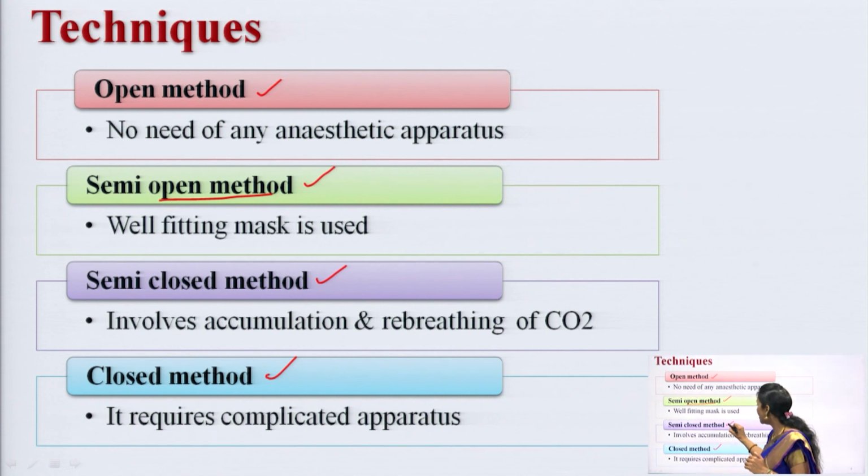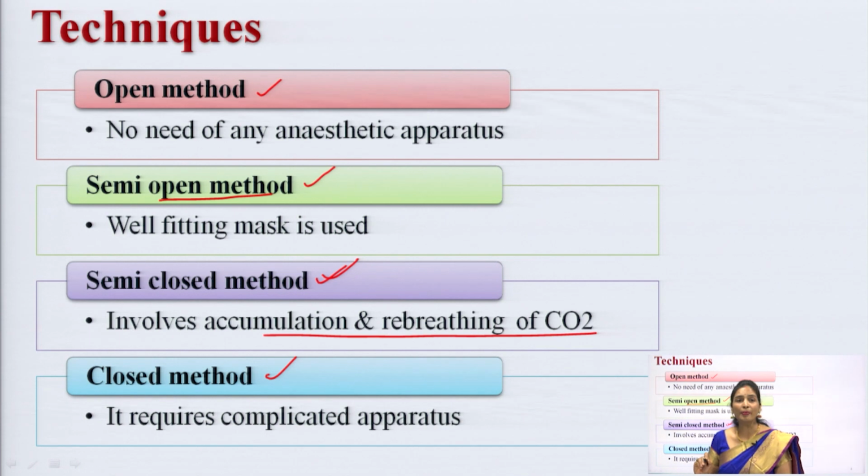Okay, next one is the semi-closed method. The semi-closed method involves the accumulation and rebreathing of carbon dioxide. Semi-closed and semi-open are both almost similar. In this semi-closed method, you can involve the accumulation and rebreathing of carbon dioxide. And in the closed method, we need a complicated apparatus. Okay? In the open method no apparatus is needed, and in the closed method we need the complicated apparatus. So these are the 4 techniques for the general anesthetics.